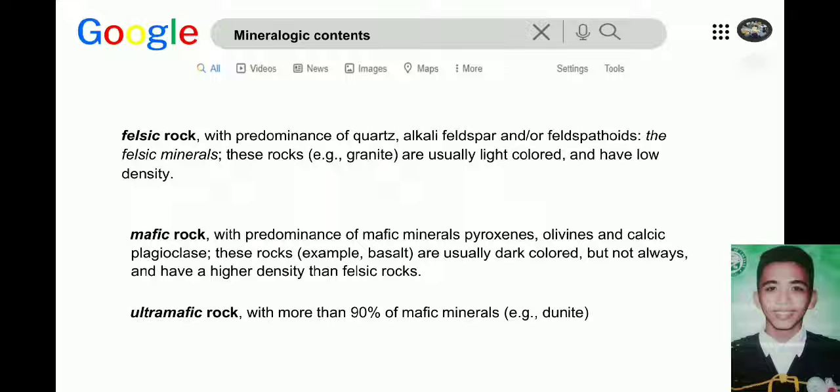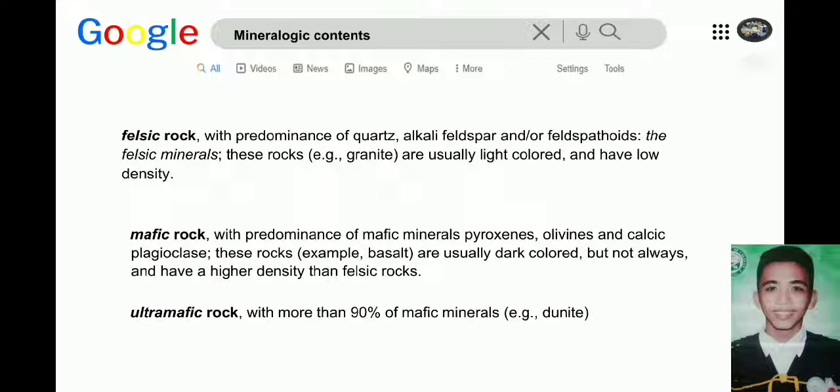Felsic rock, with predominance of quartz, alkali feldspar, and feldspathoids. These are the felsic minerals. These rocks are usually light-colored and have low density. The given example here is granite.